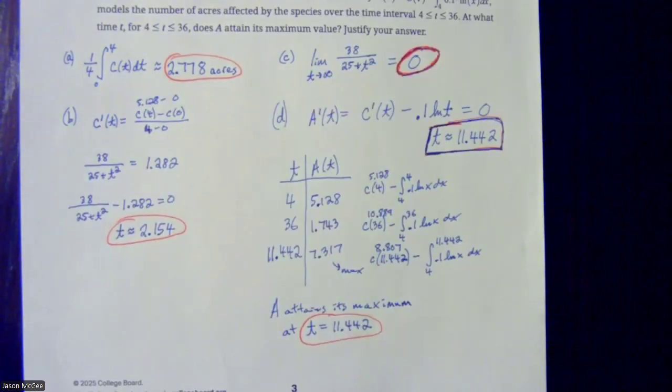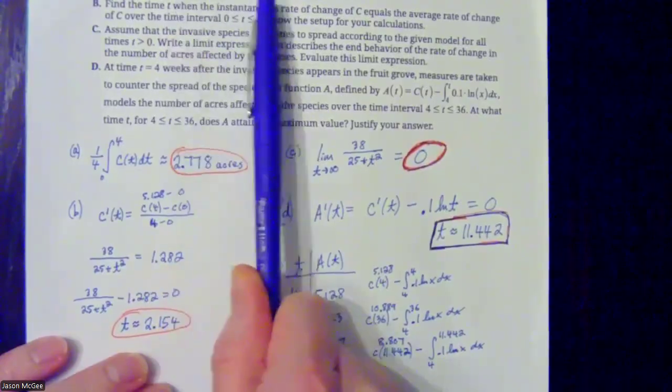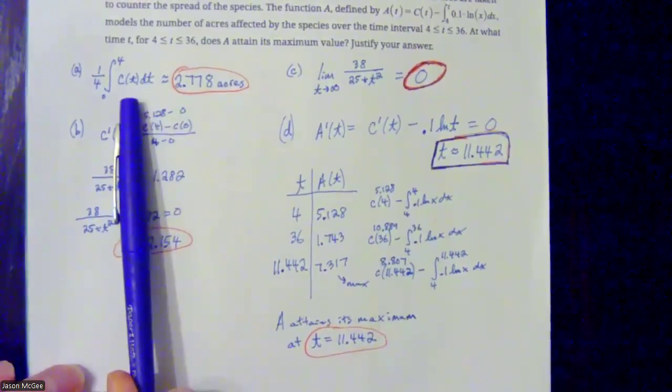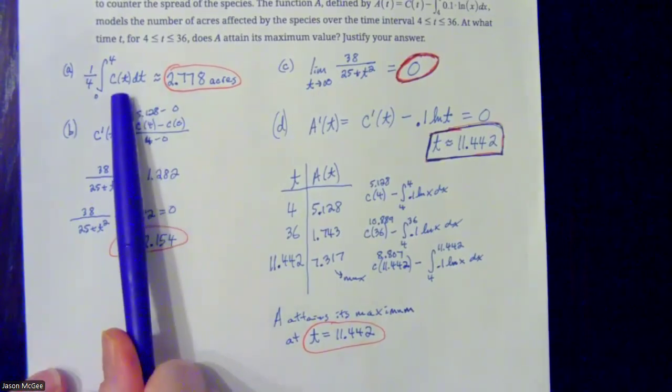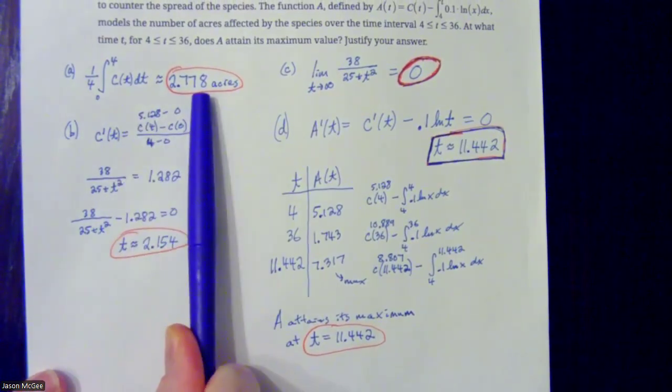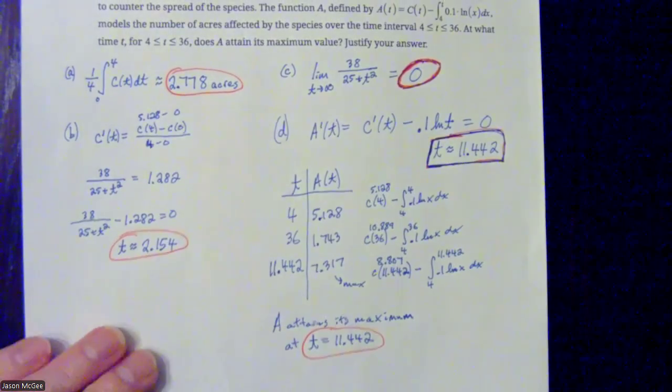Here is all the work and the answers to check all of that. They give us the number of acres equation, and then the first part says find the average number of acres. So that is your average value formula: 1 over b minus a times the integral from a to b. So use your average value formula, math 9 that thing, get the total number of acres. Practice that in your graphing calculator.